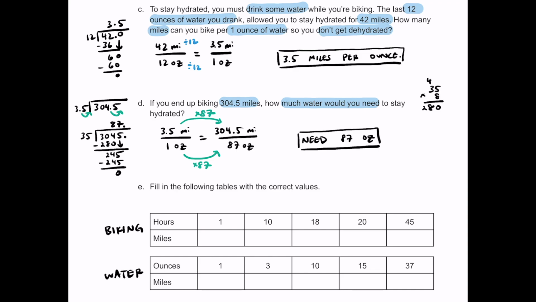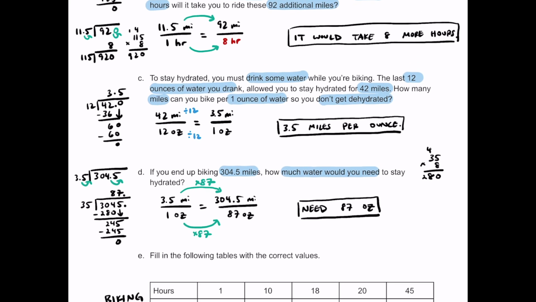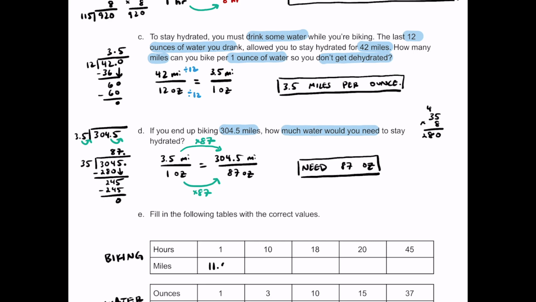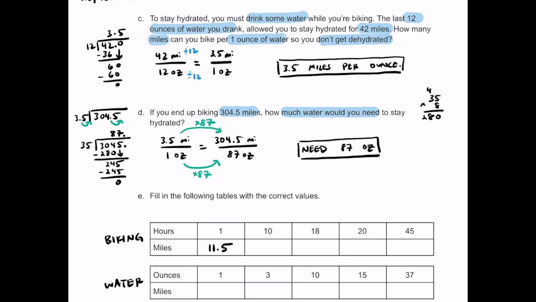For biking, for 1 hour, how many miles? I think we said for 1 hour, you could go 11.5 miles. 11.5 miles in 1 hour. That's true, right? 11.5 per 1. So what if you're going to go 10? Well, to go 10, you would just multiply this by 10, multiply this by 10. So this would be 115 miles in 10 hours, okay? To get from 1 to 18, you would just multiply this by 18, and multiplying 11.5 times 18, I can do that scratch work on the side.